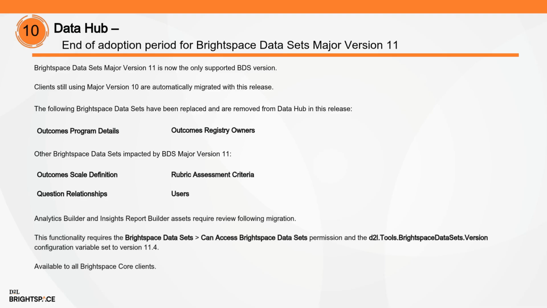As part of this update, the Outcomes Program Details and Outcomes Registry Owners datasets are removed from Data Hub. Additional Brightspace datasets, including Outcomes Scale Definition, Question Relationships, Rubric Assessment Criteria, and Users, are also impacted by version 11 changes. Available to all Brightspace Core clients.